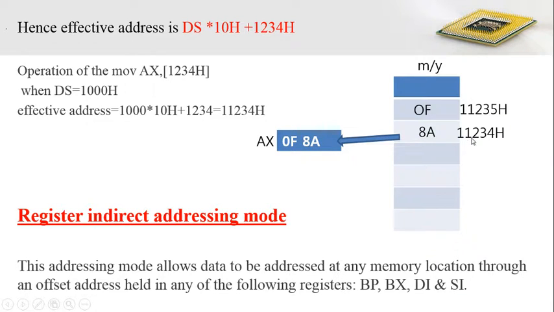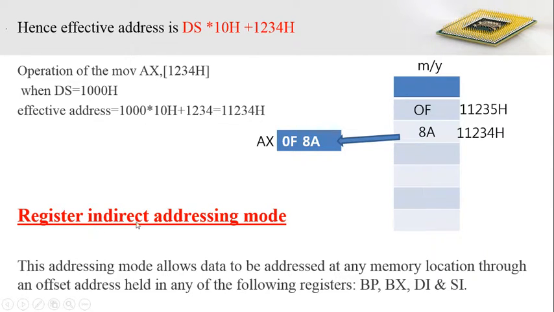So using this 11234 and the next 11235 address, two consecutive bytes, we can load the content from these two consecutive bytes into register AX. So this 8A comes here and this 0F comes here. Okay, so this is the case of absolute or direct addressing mode.